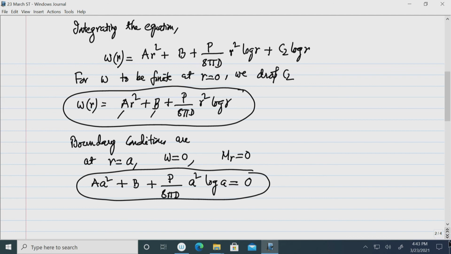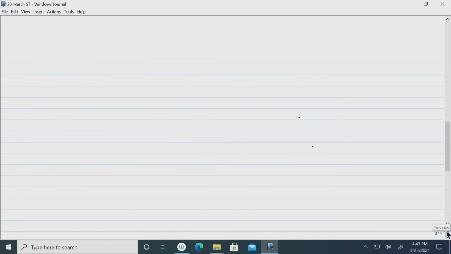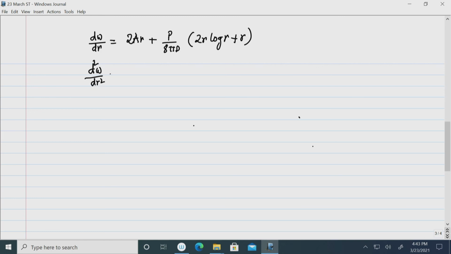Okay. Now, if I go in the finding the radial moment, then we should know the second derivative, first derivative and second derivative. Okay. Because the radial moment contains the curvature as well as the slope also in axisymmetrical system. So, dw by dr is now equal to twice a r plus p by 8 pi d 2 r log r plus r. Okay. And second derivative of this d square w by dr square equal to twice a plus p by 8 pi d.